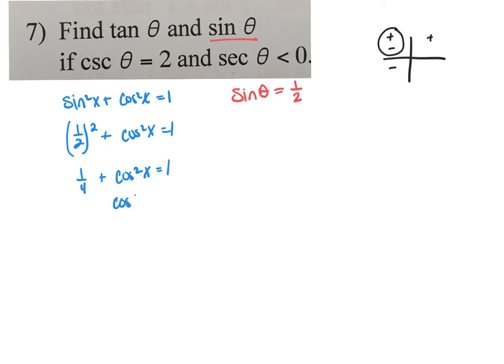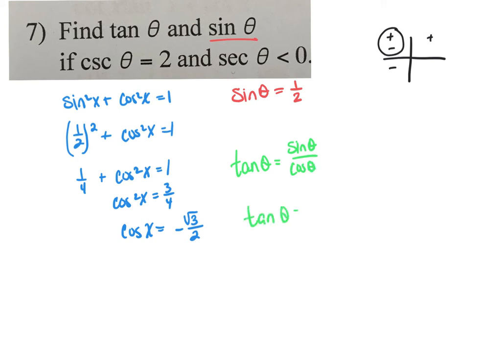Subtract, and cosine squared of x equals 3/4. So cosine of x is going to be negative square root of 3 over 2, because I know I'm in my second quadrant. How does that help me find my tangent? Tangent is sine over cosine. I'm going to use a quotient identity here. So I'm just going to plug in sine over cosine, and I end up with negative 1 over square root of 3.